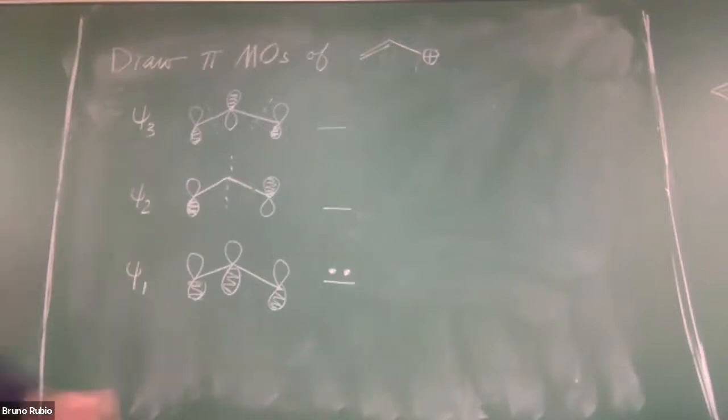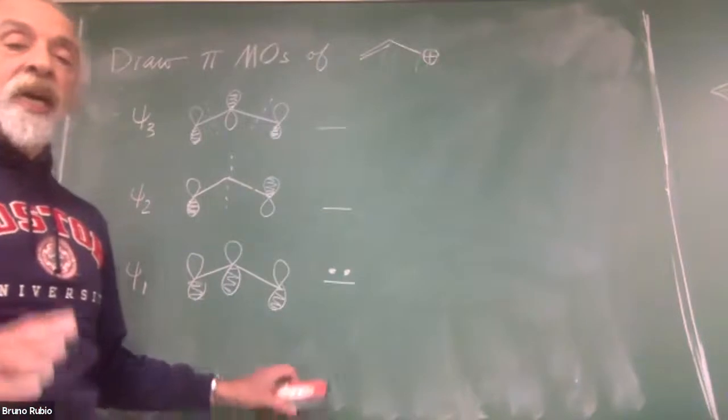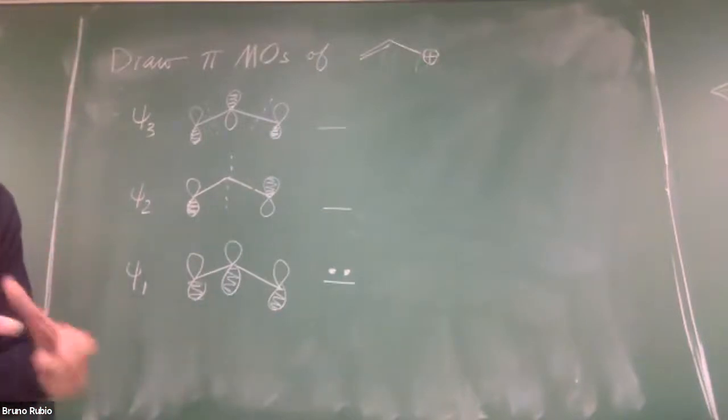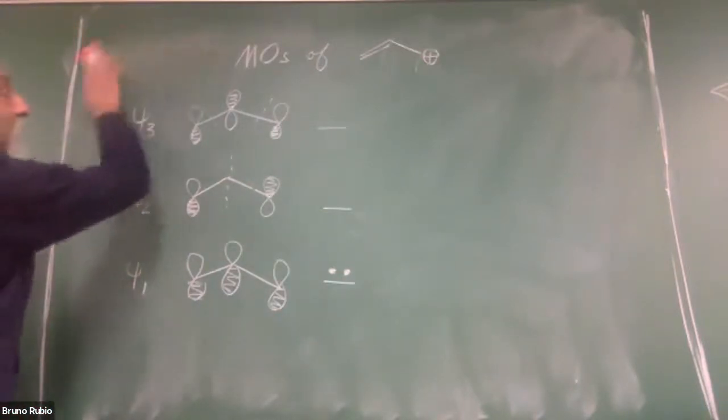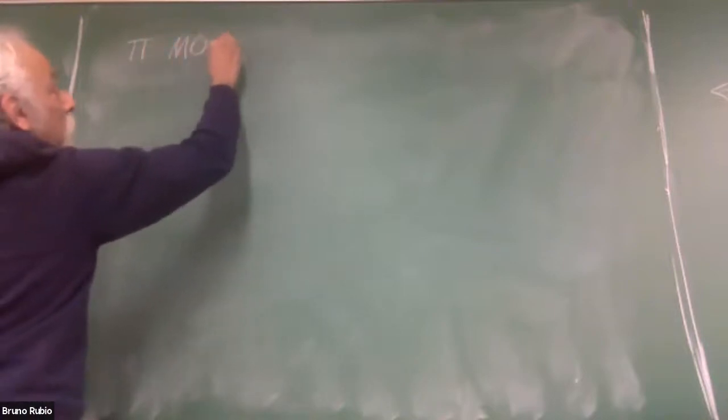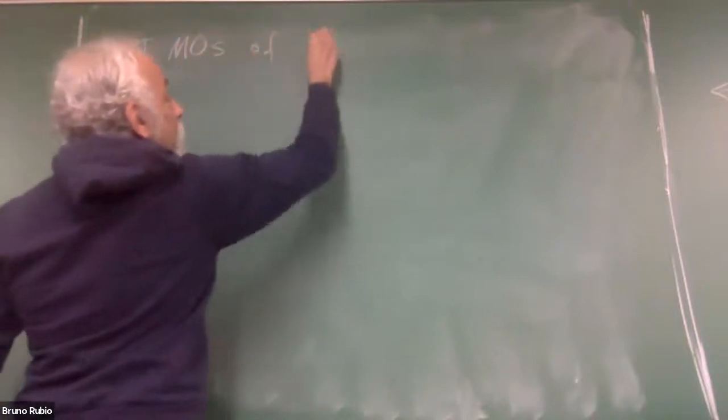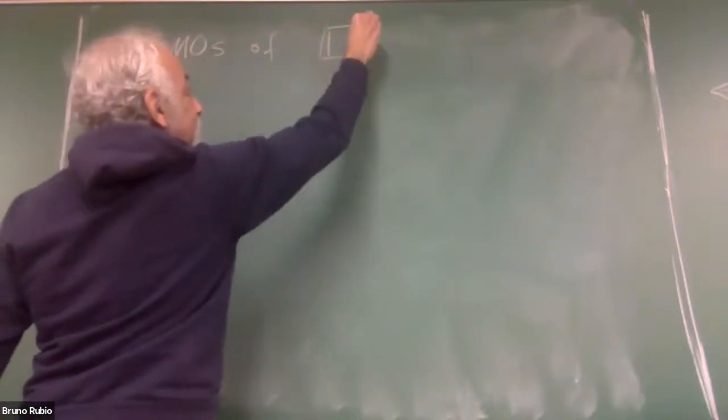Okay, so now let's move up to the next level of complexity, which is pi molecular orbital theory of cyclic structures. For example, benzene. It's the very same approach. Pi MO of cyclobutadiene. Okay, so instead of a linear thing, now we're looking at a ring.